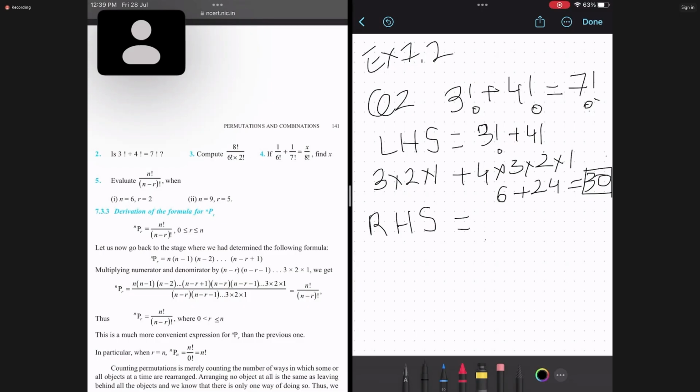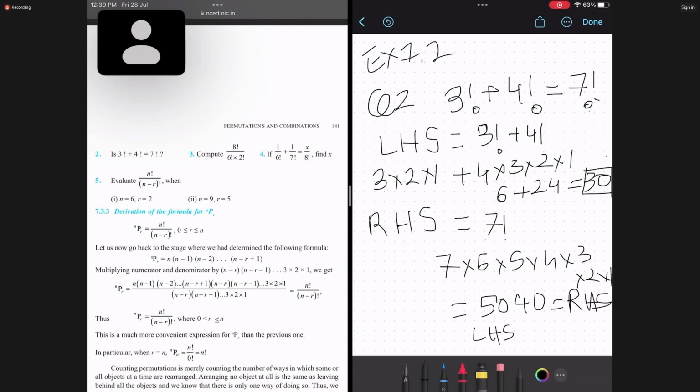Correct. Solving the RHS, 7 factorial is nothing but 7 into 6 into 5 into 4 into 3 into 2 into 1. Solving this, what I'm left with is 5040, which is equal to my RHS term. As LHS and RHS are not equal, I can say for a fact that 3 factorial plus 4 factorial is not 7 factorial. Correct. Moving on.